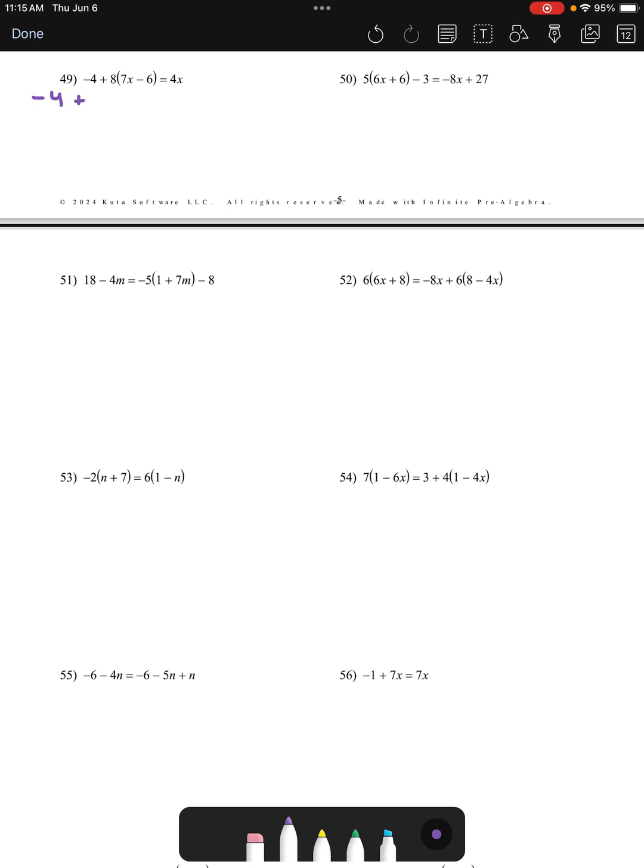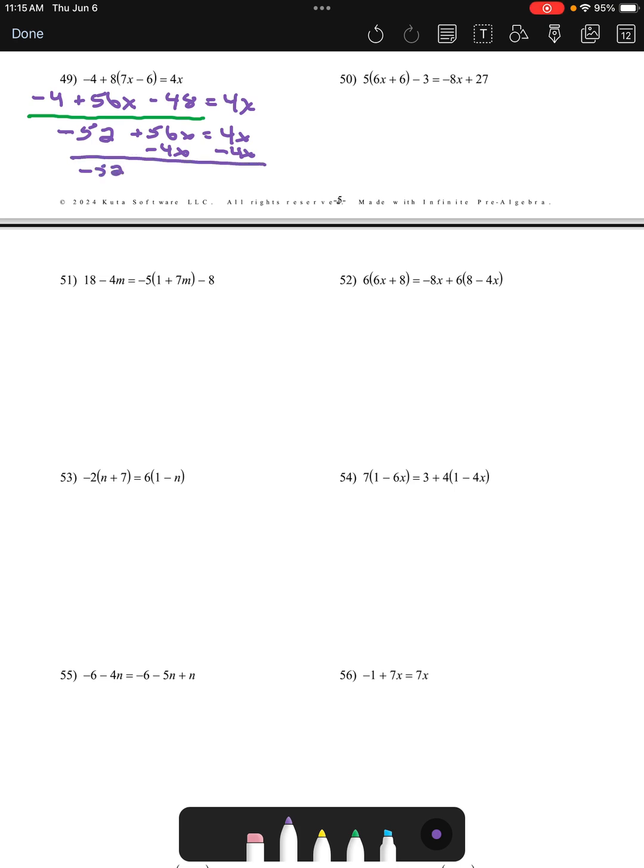So in number 49, we start with our -4. We distribute our 8, so 8 times 7x is 56x. 8 times -6 is -48, and all that is equal to 4x. As I hope you see on the left side here, we have some like terms. -4 minus 48 is -52. Now both sides are simplified, we can solve.